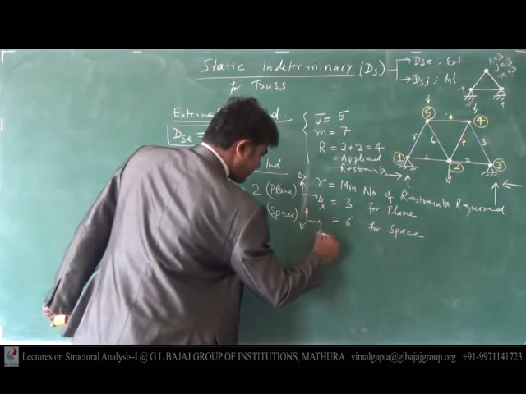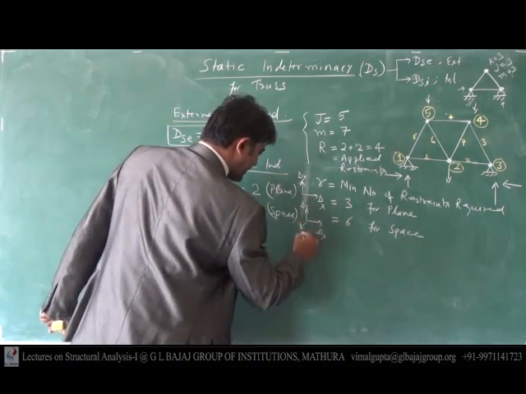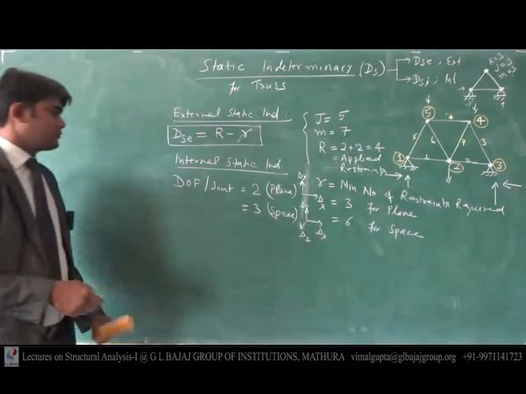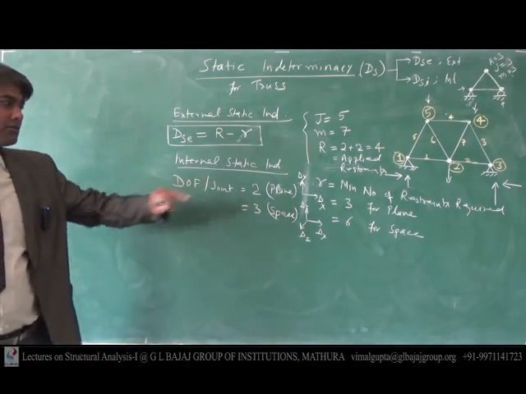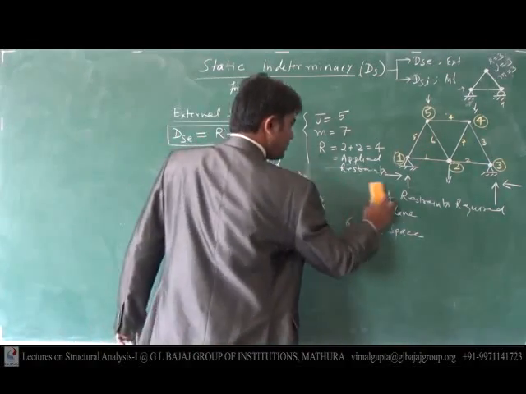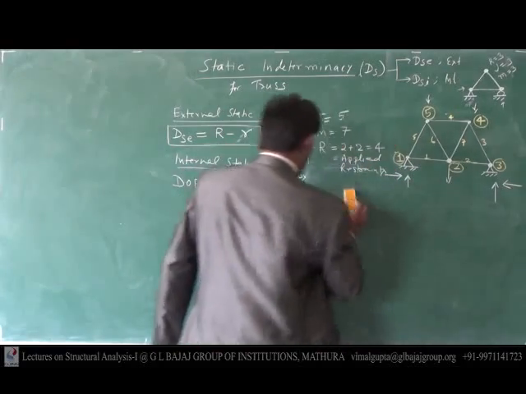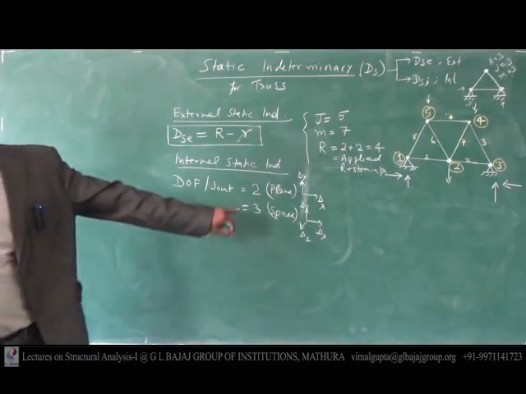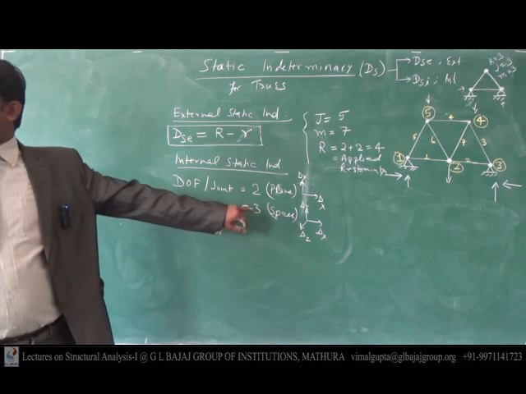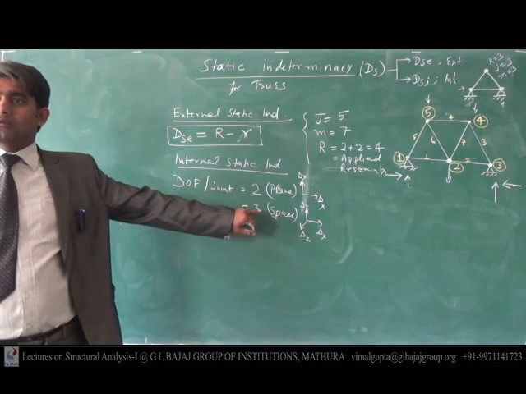Delta x, delta y, and delta z. Degree of freedom per joint. Degree of freedom per joint, that I have told you, na? It is clear to everybody, na?